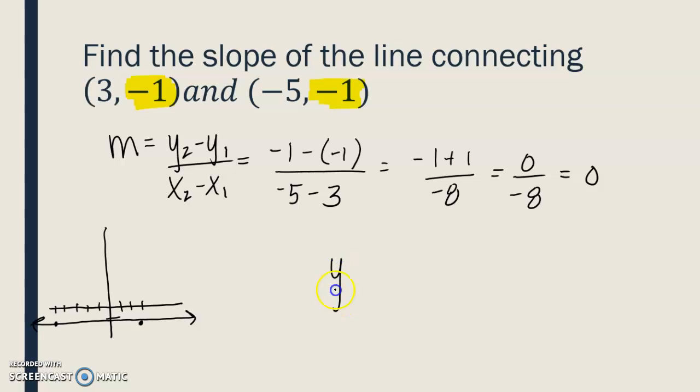Well, the equation of this line is y is equal to -1. So no matter what, there's an infinite amount of points on this line, but no matter what point I pick, the y coordinate is always -1. And I'll sum this up on another slide, okay? Horizontal lines always, always, always have a slope that's 0.